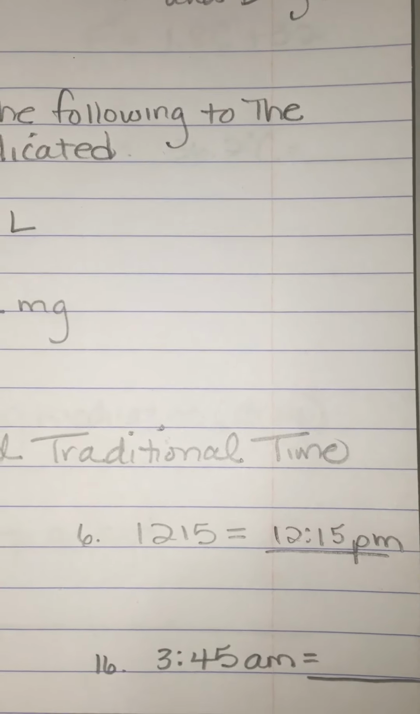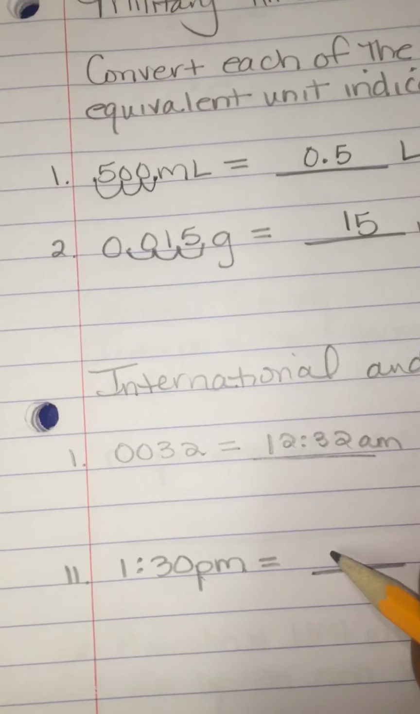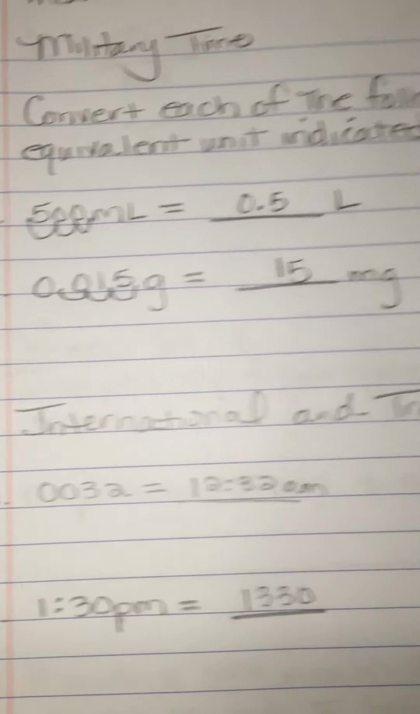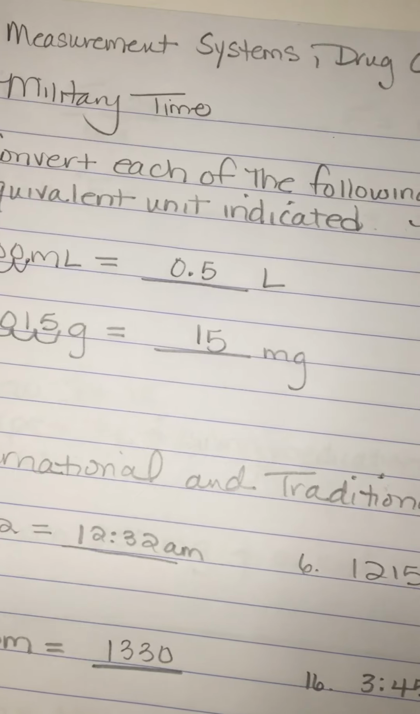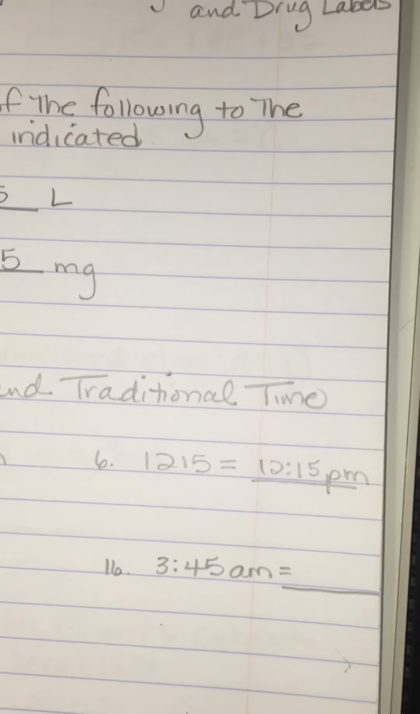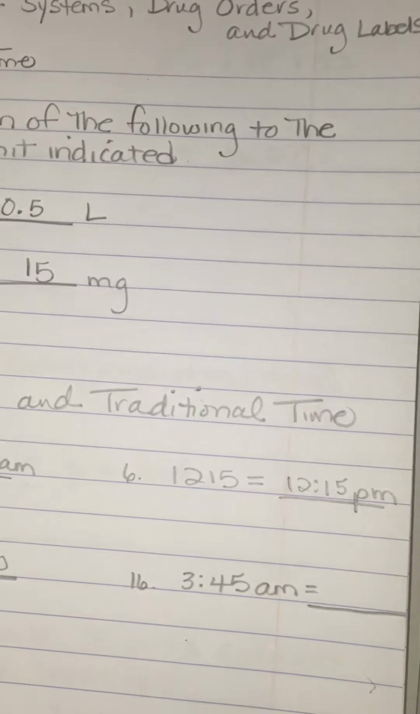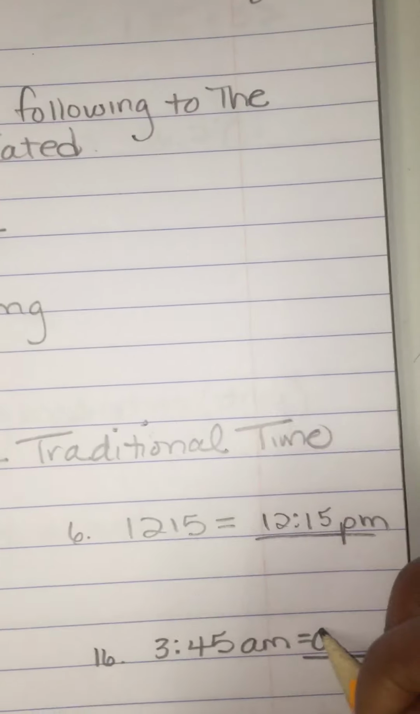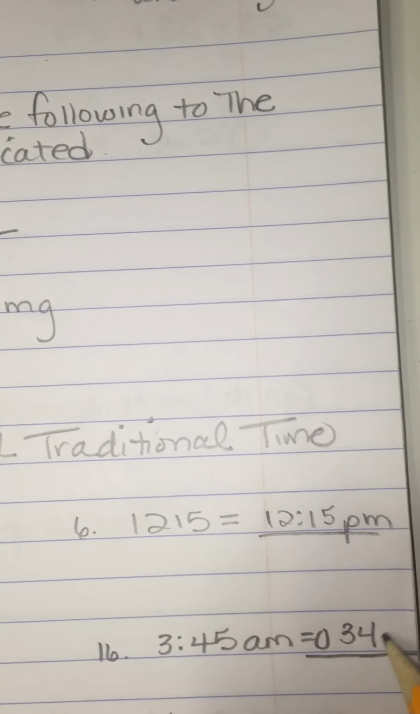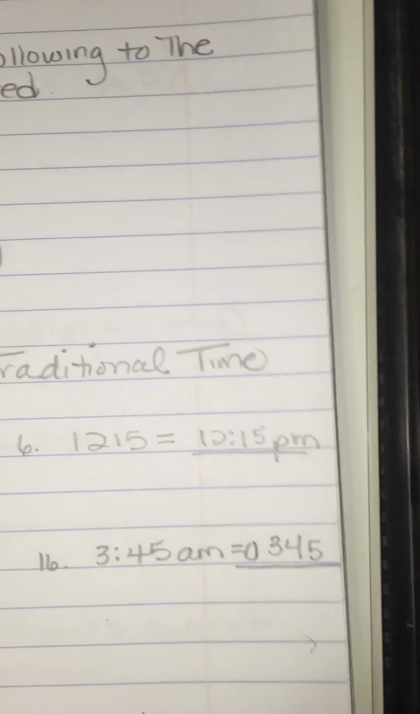Next, 1:30 p.m., number 11. Let me let you think about that one. We're going to change it from our traditional time to what we call military time. It will be 1330 hours. Looking at number 16, if I wanted to write 3:45 a.m. in military time, how would I write that? I'm hoping that you said 0345. Perfect.